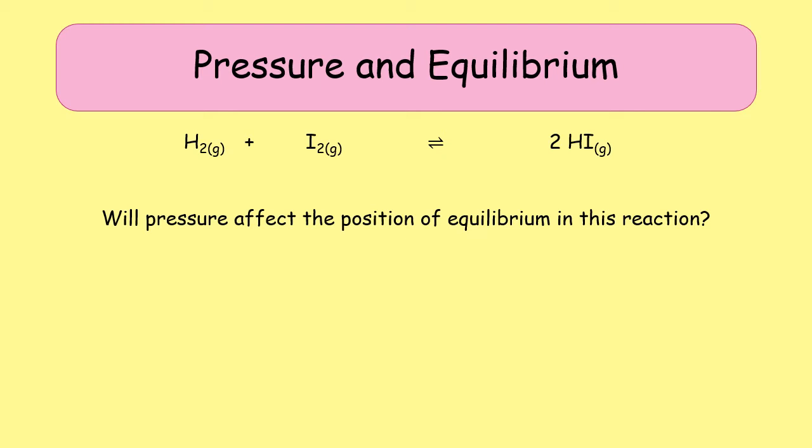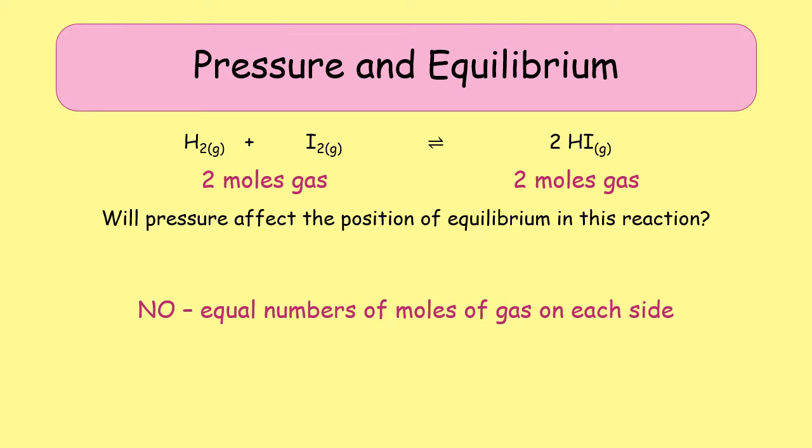We've got hydrogen reacting with iodine to produce hydrogen iodide. Will pressure affect the position of equilibrium in this reaction? So the way to do this is to look at the number of moles of gas on each side, specifically only the number of moles of gas. On the left-hand side, we've got 1 mole of hydrogen gas and 1 mole of iodine gas. That gives us a total of 2 moles of gas. On the right-hand side, we've got 2 moles of hydrogen iodide, which is a gas, so that's 2 moles of gas. If we've got equal number of moles on each side, pressure cannot affect it.